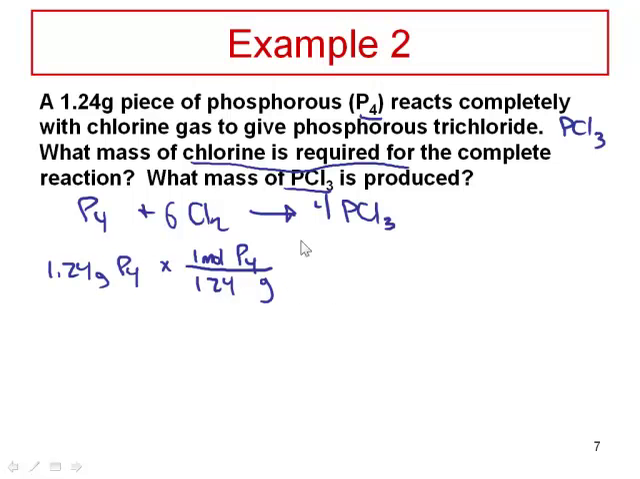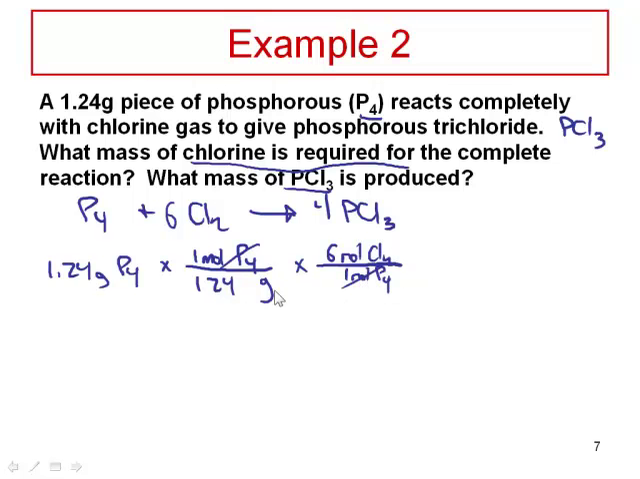Well, we can keep going, right? We don't have to simplify already. Now we've got moles of P4. We could change this directly into moles of chlorine required to react. We're going to multiply now by a mole ratio. What's the mole ratio of chlorine to phosphorus in the balanced equation? 6 to 1. So 6 moles of chlorine for every 1 mole of P4.